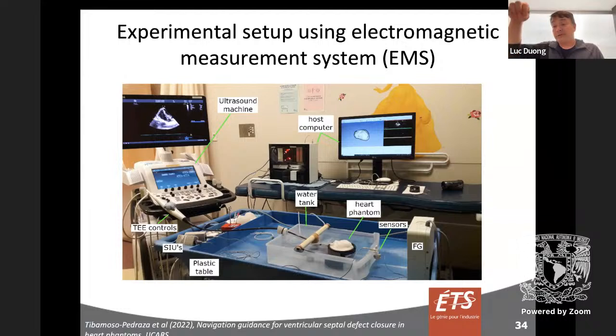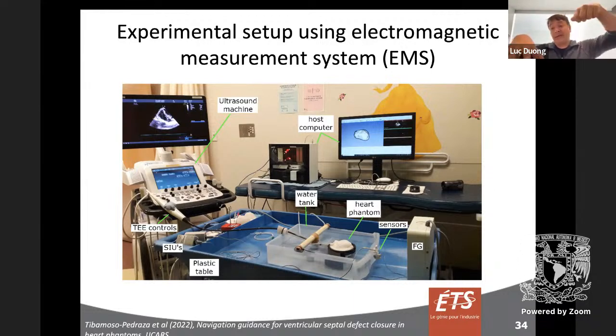We could also track the needle. We could also track the phantom in real time. And we had the host computer collecting the 3D data, and we also had 3D software that allows us to see the 3D model of the heart phantom with the real model, with the needle.